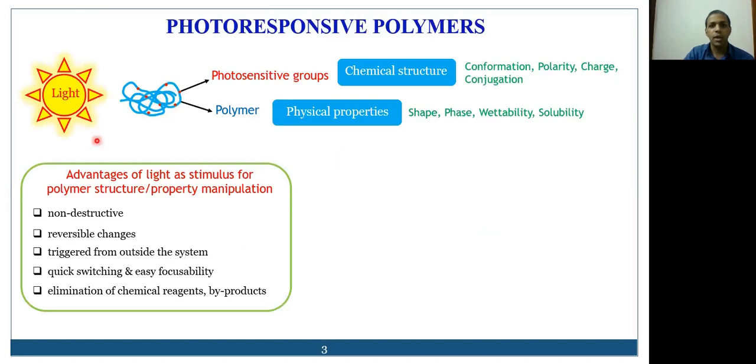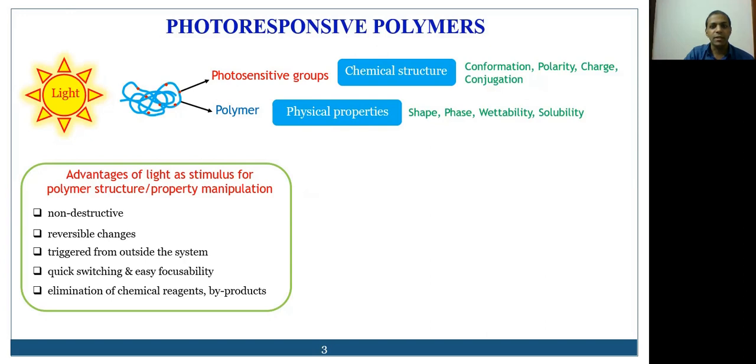Now, controlling molecular alignment by light is a very useful and facile way of modulating properties and functionalities of materials, especially polymers, because you can incorporate photosensitive functional groups into polymer chains. And in this way, one can change several aspects of the chemical structure of the polymer, such as conformation, polarity, charge, conjugation, etc. And these in turn can cause changes in the physical properties of the polymer, like shape, as in shape memory polymers, phase, wettability, and solubility characteristics.